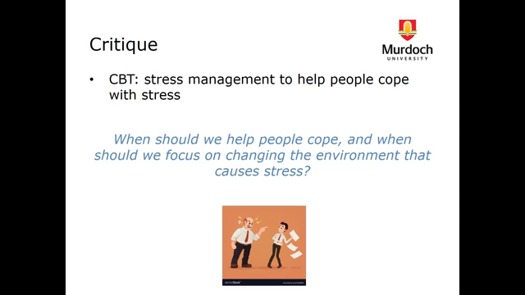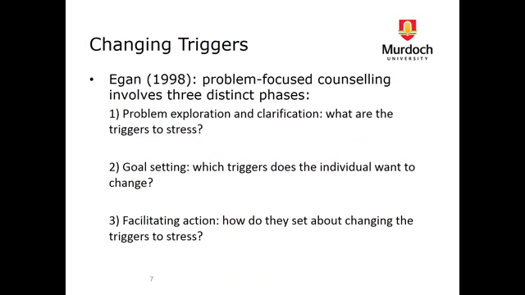So cognitive behavioral therapy is all about changing how people cope with stress. But sometimes you may want to change the stressor or change the triggers of stress. So Eden in 1998 started to talk about problem-focused counseling, which focuses on changing triggers. So it's not about changing people's thoughts and schemata to cope with stress, but it's about changing the triggers to stress. So for example, there may be a person who gets very stressed by having to drive to work through peak hour traffic.